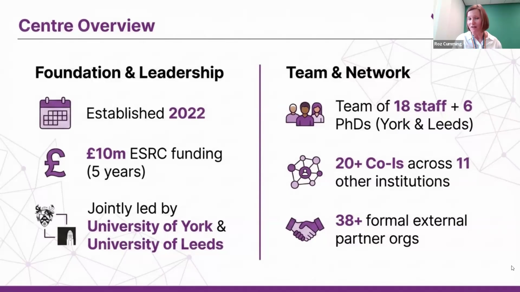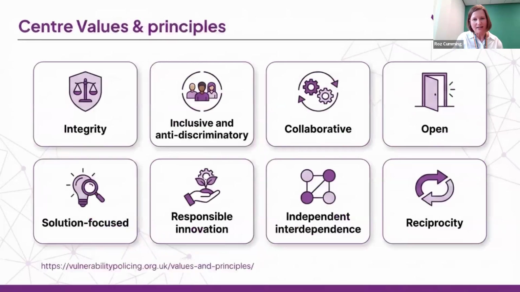But in addition to that, we have more than 20 co-investigators across 11 other institutions and more than 38 formal external partner organisations. So that gives you a bit of a sense of the scale. It was a little bit like establishing a small organisation within the organisation when we were first setting up. And if you can skip forward to the next slide.